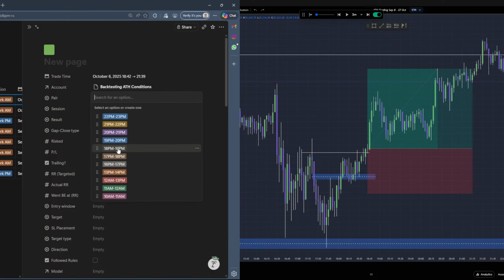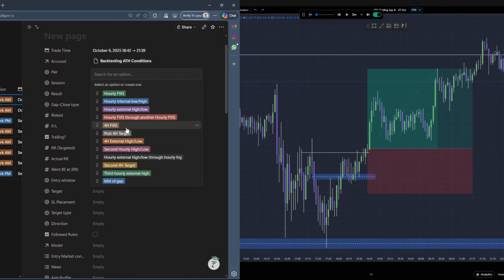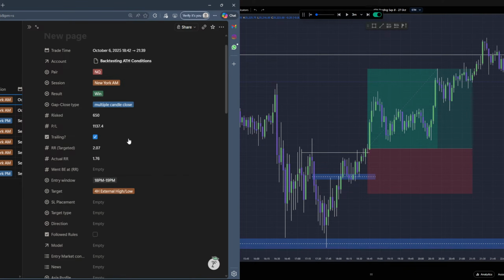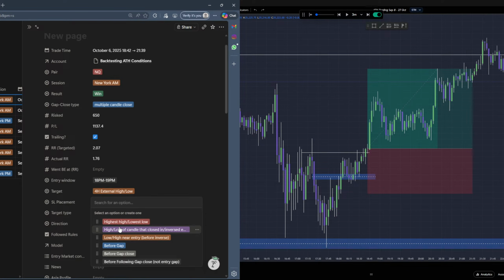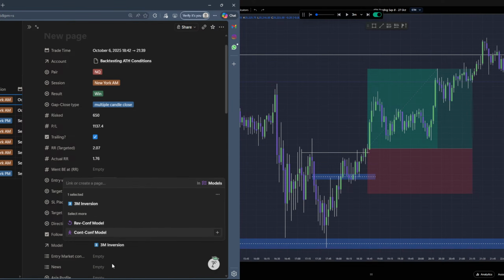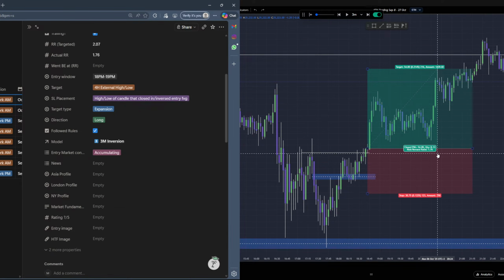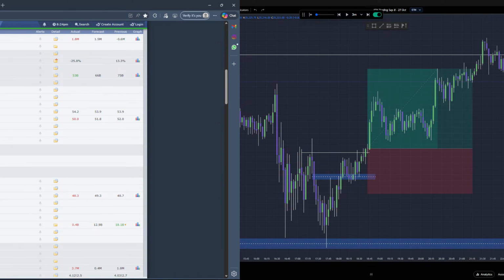Okay, entry window was at 6 p.m. Target was the 4-hour high. Stop loss placement was low candle that closed in entry gap. Target type was I was looking for an expansion higher. All the rules before the inverse. Oh, you could say we were expanding lower, like we pushed lower. Oh, we accumulated a bit here. News. What news do we have? It's a no news Monday.